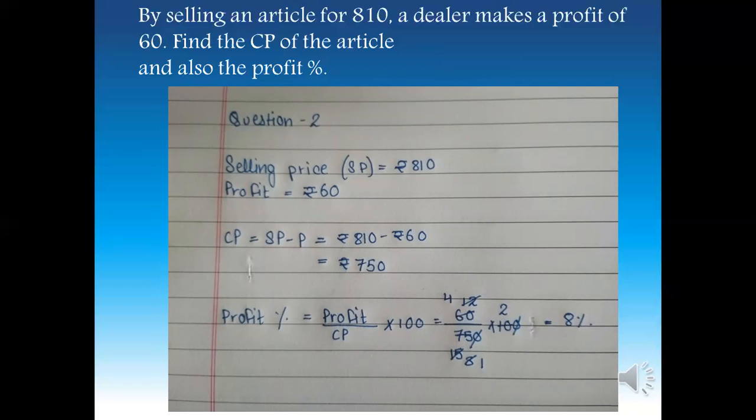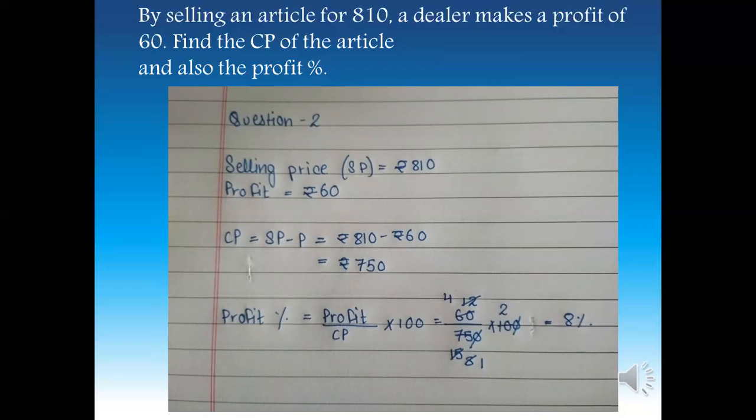And finally, we have to find the profit percentage, which will be calculated by the same formula, profit upon CP into 100. Just like the first question, write the profit upon the CP and then into 100. In this situation, it will be 60 upon 750 into 100, and the cuttings are given here, so you can take a reference. The final answer you'll get is 8%.